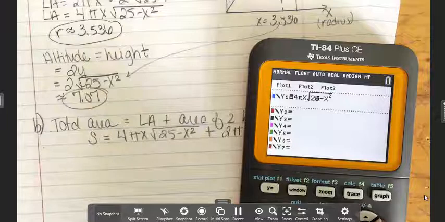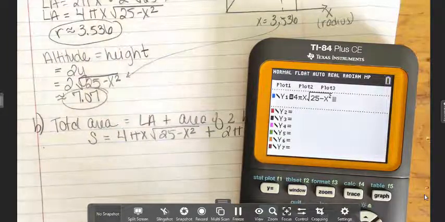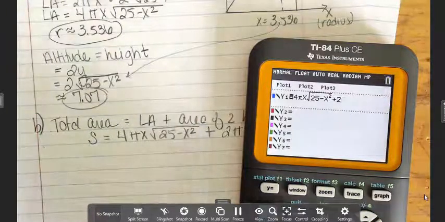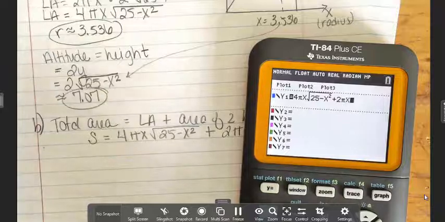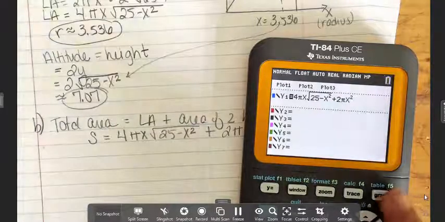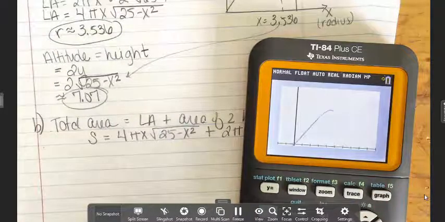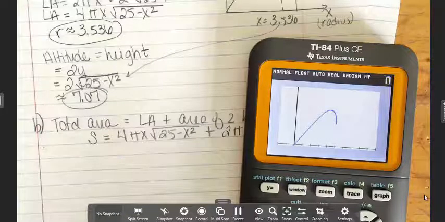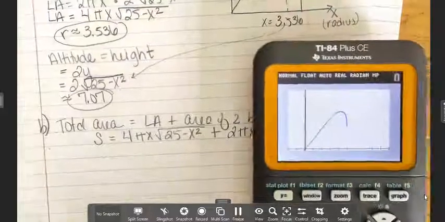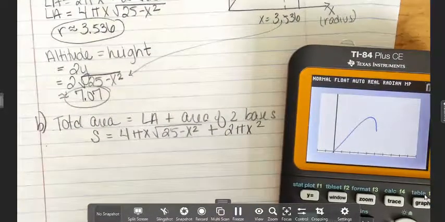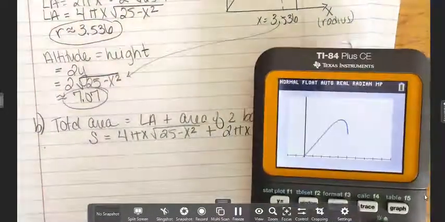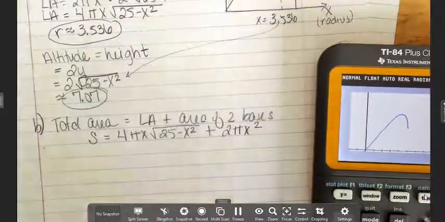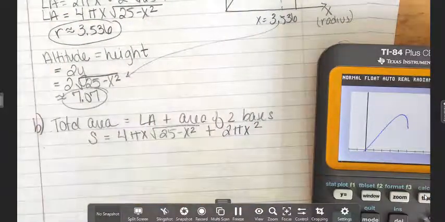So I'm just going to take that exact same thing, lucky me, and then add to it 2 pi x squared. Okay, so I can see that I have this graph. It's interesting that it stops at some point. But let's go ahead and find our maximum.